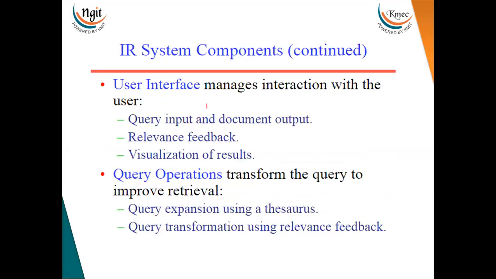So the user interface plays an important role, where your query will be inputted and a document will be outputted. Even the relevance feedback will be given here and the results will be visualized here. The query operation will transform the query to improve the retrieval. So these are the main important components of an information retrieval system.